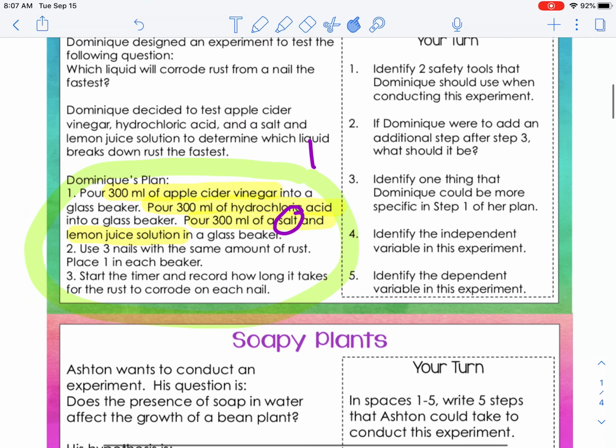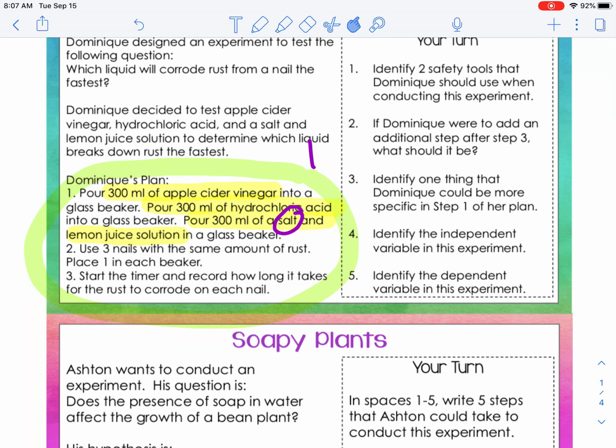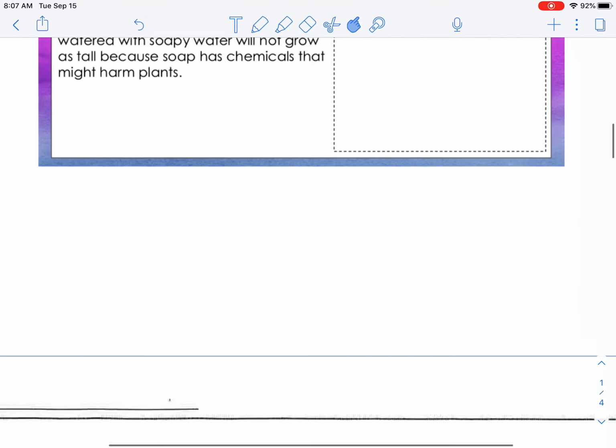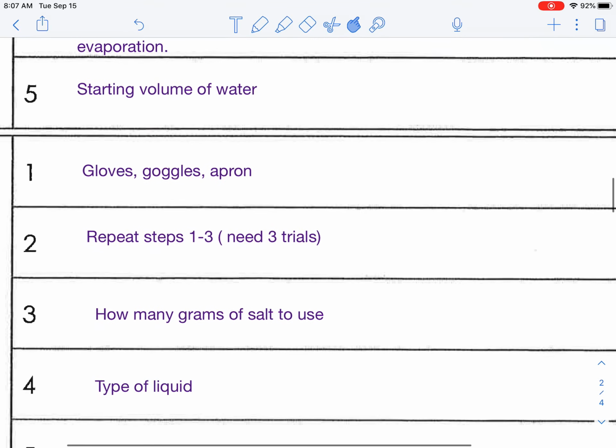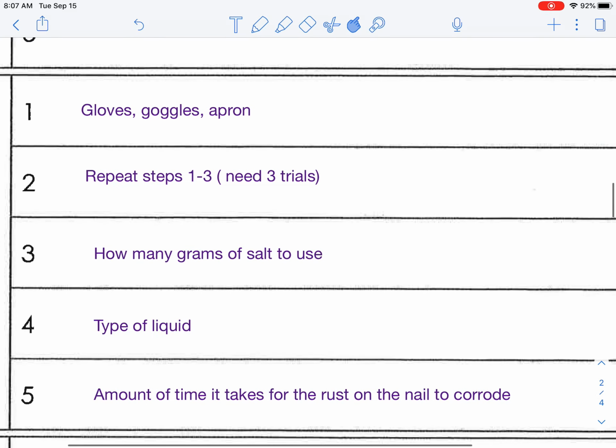Identify the dependent variable. So what is it that we are going to measure? I see that I'm going to determine what breaks down the rust the fastest. So my dependent variable is the amount of time it takes for the rust on the nail to corrode.